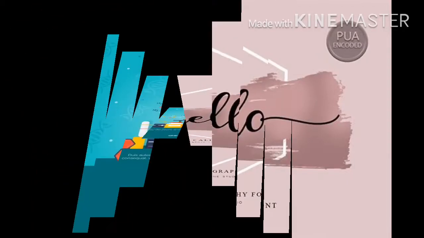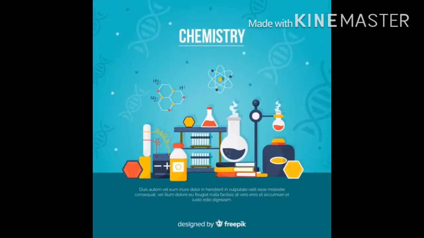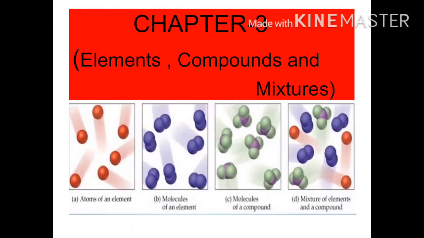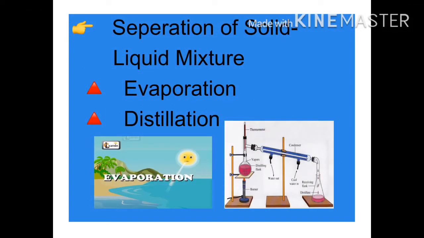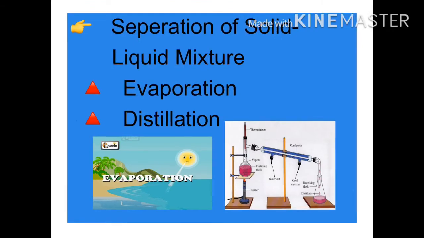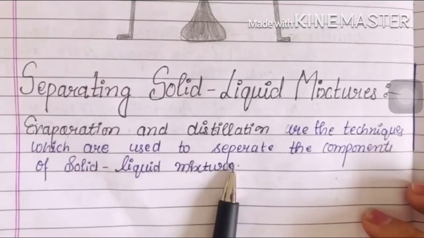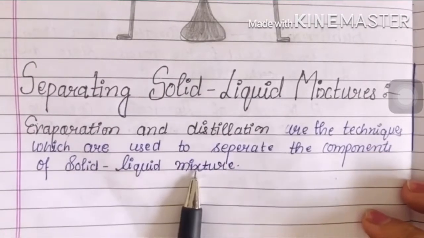Hello and welcome to our chemistry class, and this is your revision video of chapter number 3, that is elements, compounds and mixtures. And today we are going to revise the topic, that is separation of solid liquid mixture with the help of evaporation and distillation. So let's start. So these are the techniques which are used to separate the solid liquid mixture.